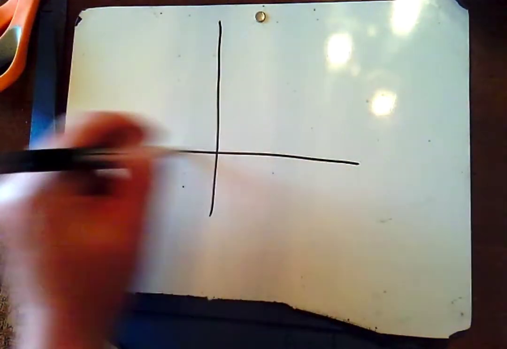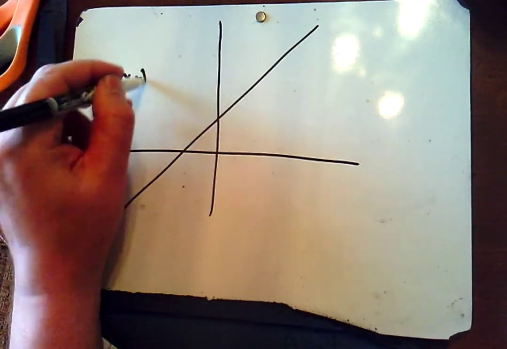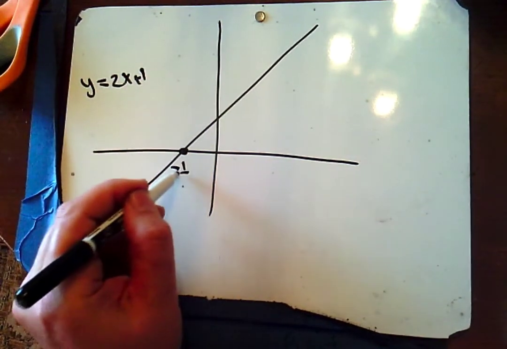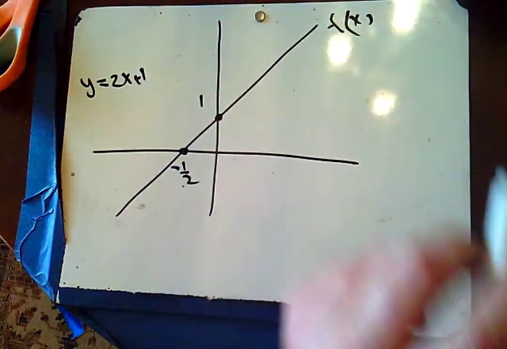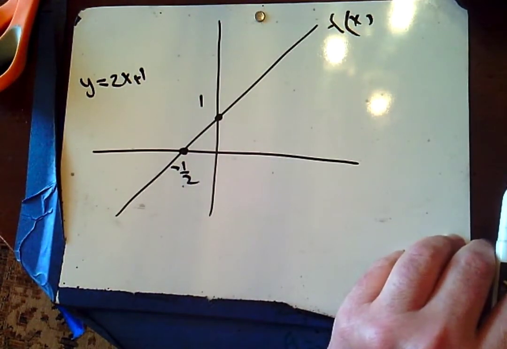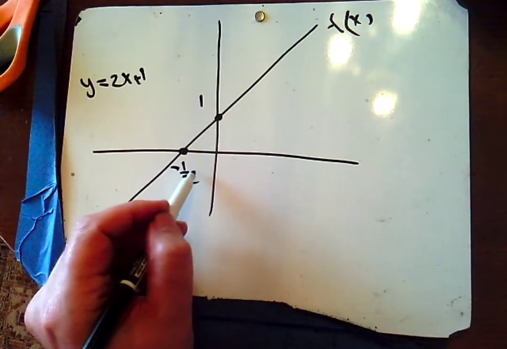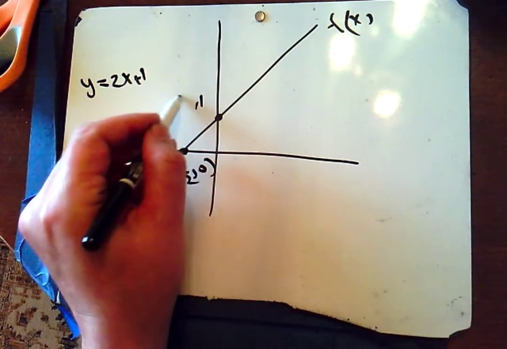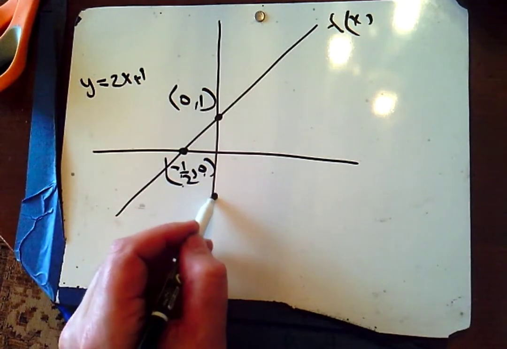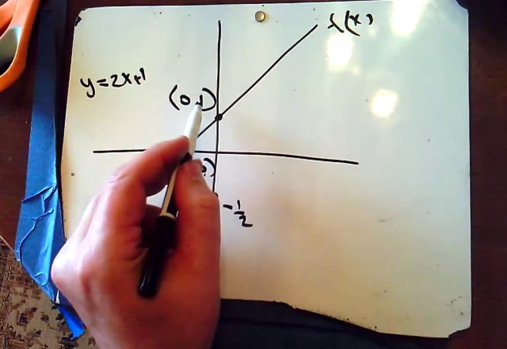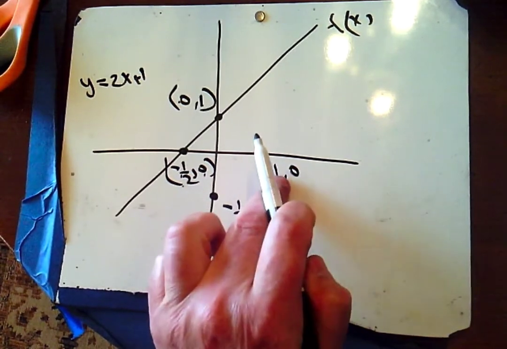How about a graph? Let's go back to y equals 2x plus 1. Here's our function with negative 1/2 and 1. This is f of x. And now I want to graph f inverse of x. So how do I do that? Well, I got to switch the x's and y's. Remember, these are ordered pairs. So when I switch the x's and y's, I get (0, negative 1/2), which is down here, and I get (1, 0), which is over here.